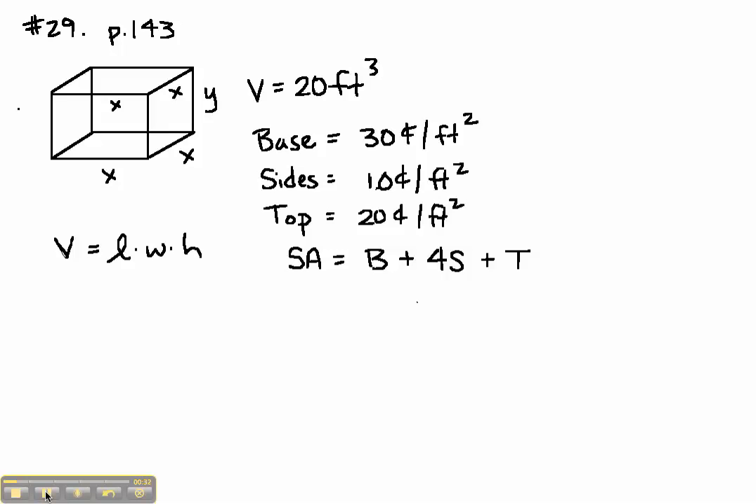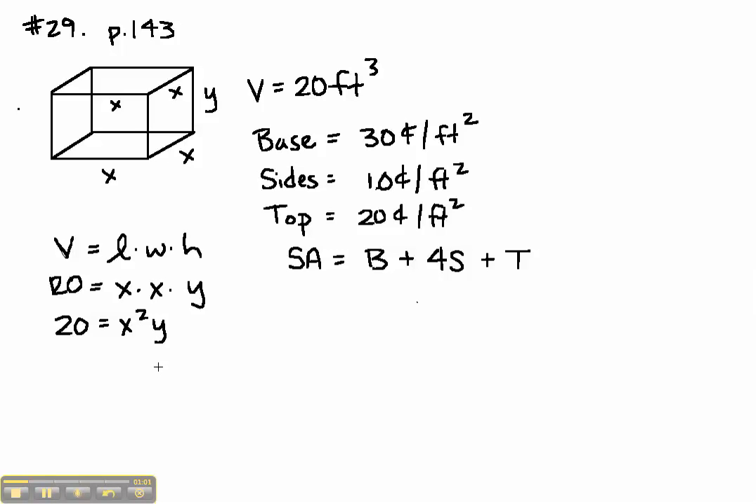They tell us that the volume equals 20 feet cubed. So notice down on the board I have written out the equation for the volume, length times width times height. And in terms of our problem, volume is 20. Length is x, width is x, and height is y. So that tells us that 20 equals x squared y.